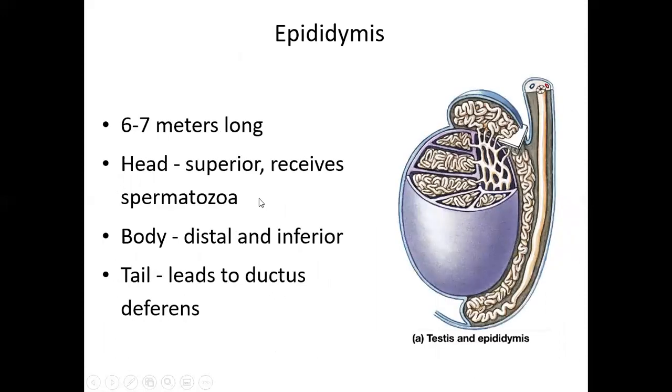And now going to proceed with the epididymis. The epididymis is about 6 to 7 meters long. It's very long. It has a head, the superior portion that receives the spermatozoa, and then it has a body, the distal and inferior part, and the tail leads to the ductus deferens.